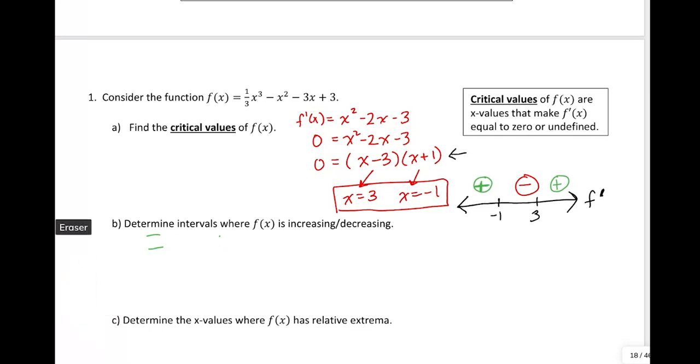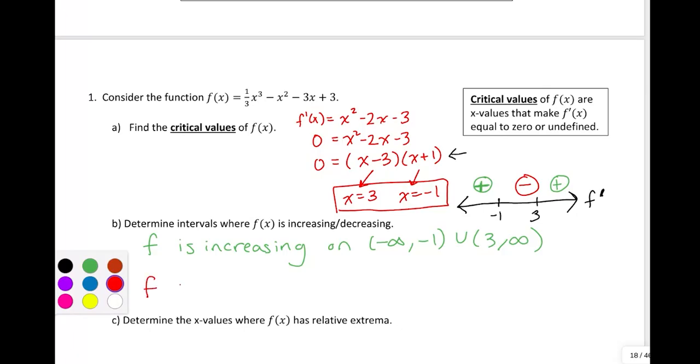So the intervals where f is increasing, or maybe I should say f is increasing, just to make this a little clearer, f is increasing on the intervals negative infinity to negative 1 and 3 to infinity. Okay, f is decreasing on just one interval, from negative 1 to 3.